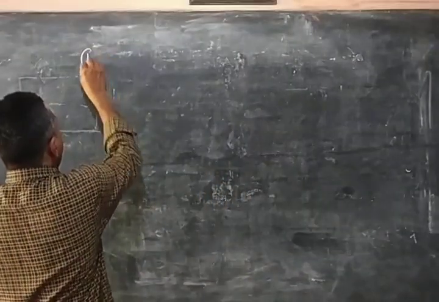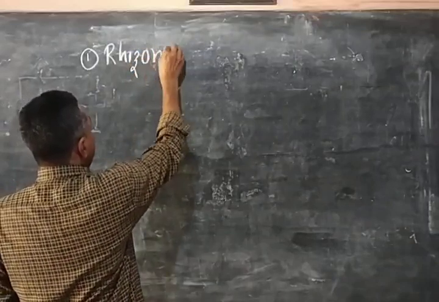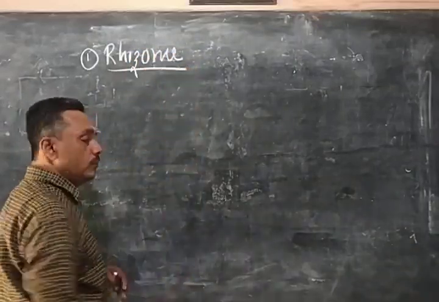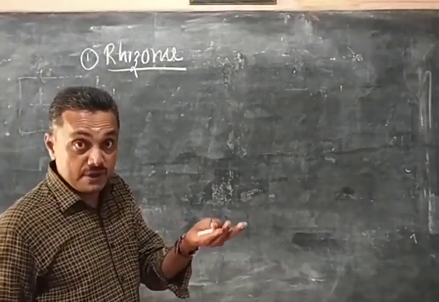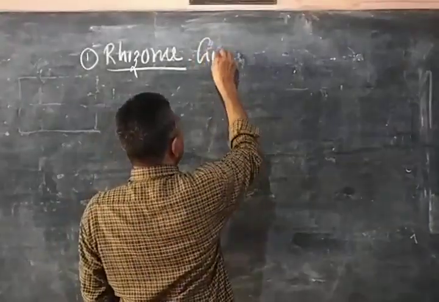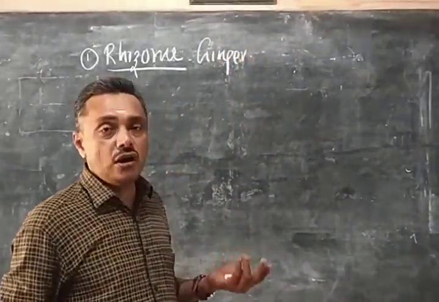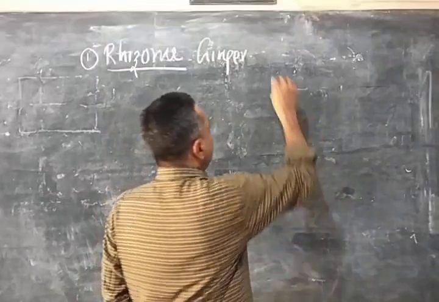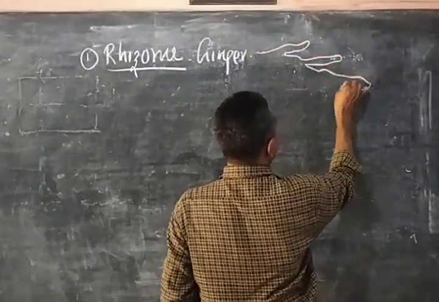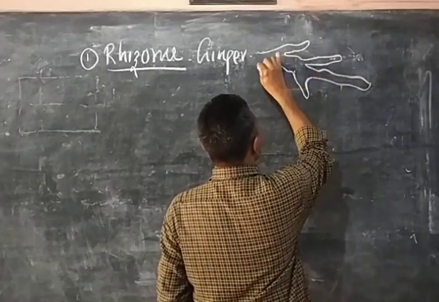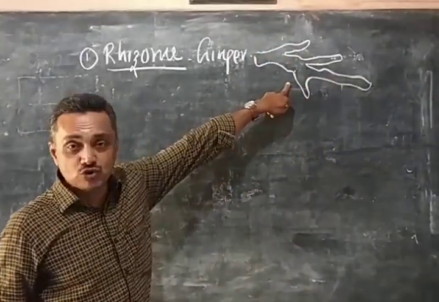First of all, I will cite the example of plants like rhizome. One type of stem is called rhizome. R-H-I-Z-O-M-E, rhizome. As in the case of ginger or turmeric, the stem is called rhizome. You see that in ginger, you have seen the material clearly. This is the diagram of ginger. See, there is a plant below the soil level. These kinds of structures are called rhizome.